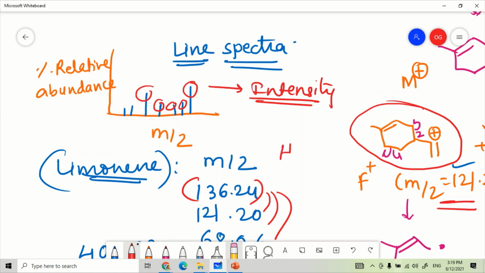If I am using a harsh technique of ionization, then complete fragmentation will occur for the molecular ion, and finally no molecular ion will remain to reach the detector. So in that case, the 136 peak will be very small, or it may not be there if a harsh technique of ionization is used.